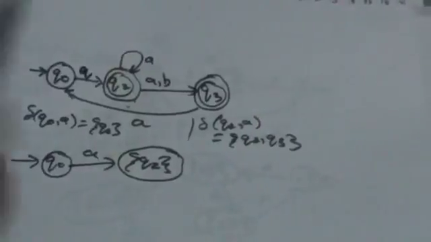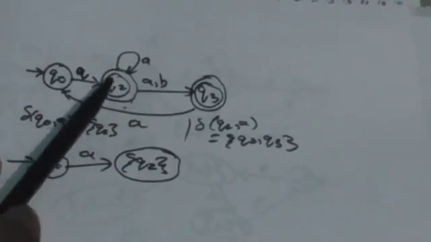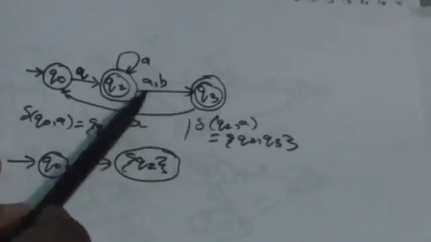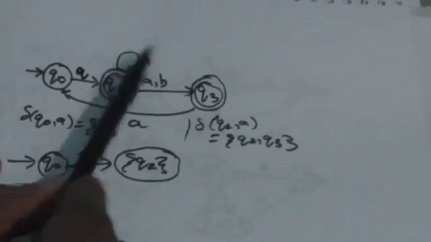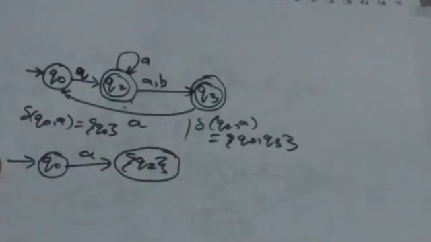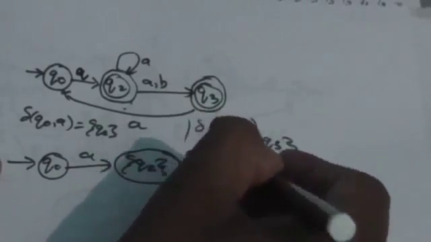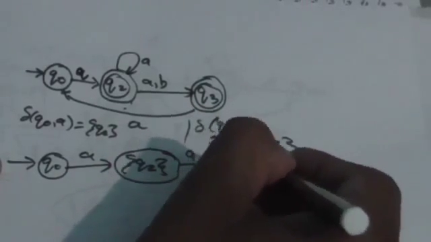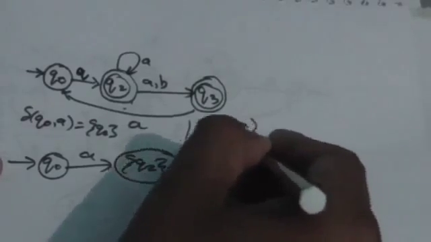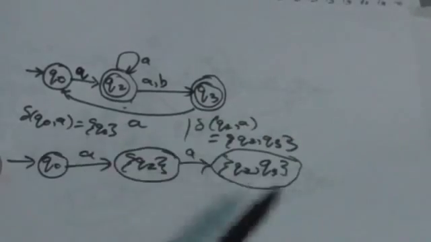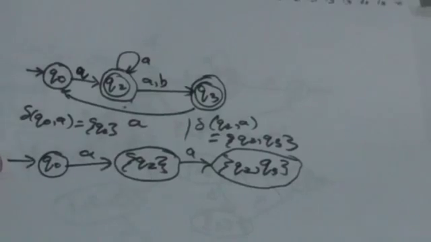Delta Q2 A equals Q2 and Q3. When we apply A to Q2, there are two transitions: one to state Q2 and the other to state Q3. So when we apply A, we will get a set of two states, Q2 and Q3, and we add this transition to the DFA.